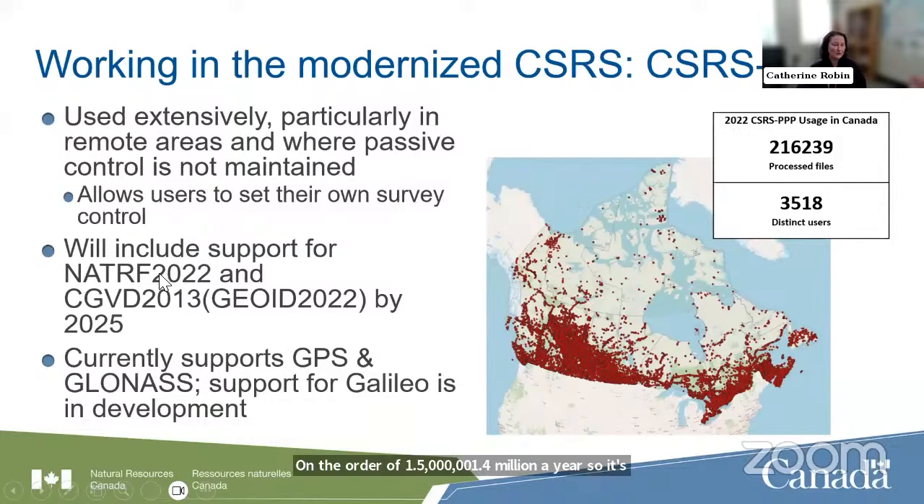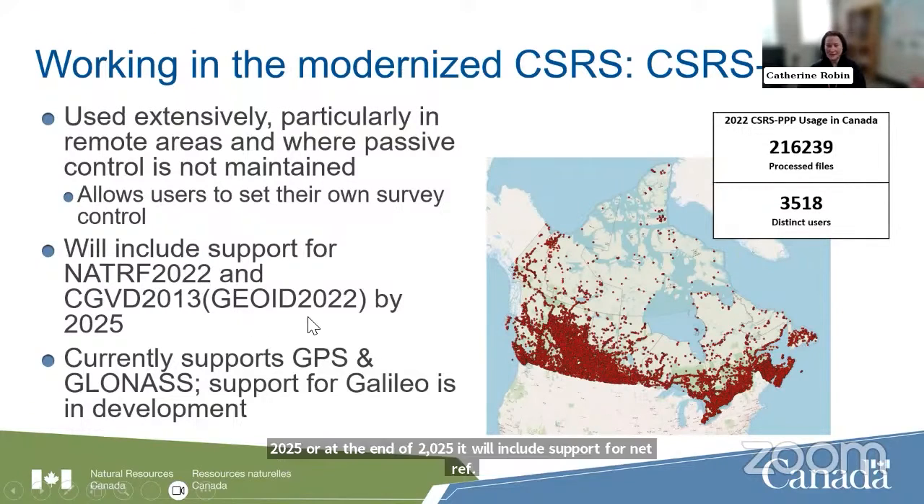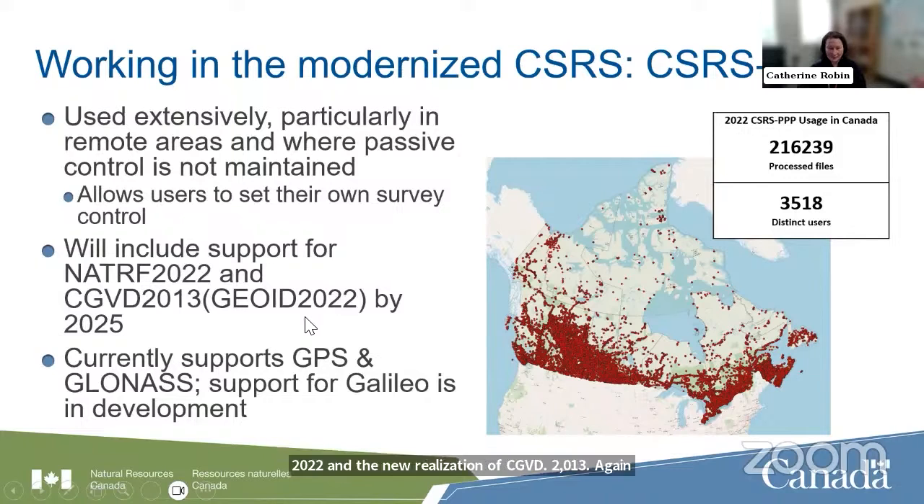This will include, after 2025 or at the end of 2025, support for NatRef 2022 and the new realization of CGVD 2013. Again, everything else will remain more or less the same. You'll have the option to use that. Other improvements we're looking at: right now it supports GPS and GLONASS, and we're looking at including support for Galileo in that service.